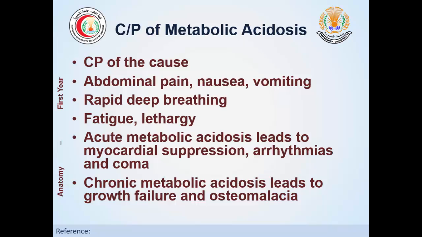What's the clinical picture of metabolic acidosis? The clinical picture, whatever the cause, includes abdominal pain, nausea, vomiting, rapid deep breathing, which is Kussmaul breathing, fatigue, and lethargy. Acute metabolic acidosis leads to myocardial suppression, arrhythmia, and coma, while chronic metabolic acidosis may lead to growth failure and osteomalacia.